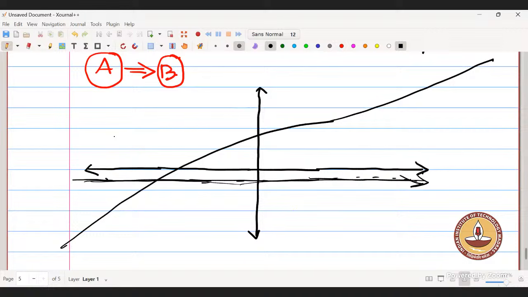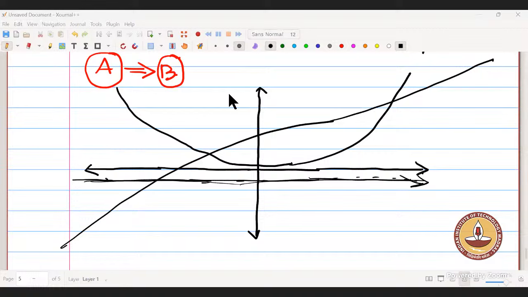But for example, if you consider this graph, is it both increasing and decreasing? First decreasing, then increasing. No, this is neither increasing nor decreasing. No, first decreasing and then increasing. No, that is okay.